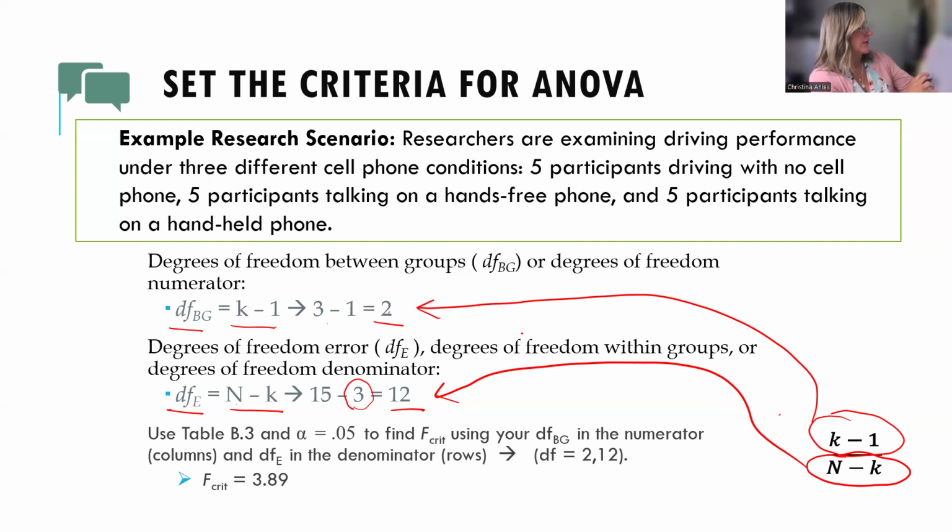Now, the 3.89 is a light face. That's for 0.05. If it's bolded, that's 0.01. So we would use 3.89.